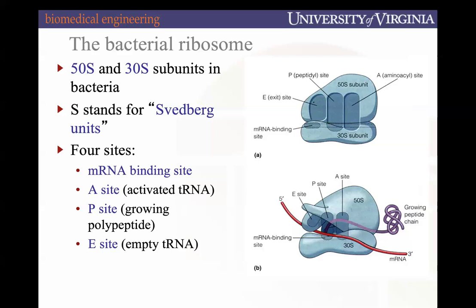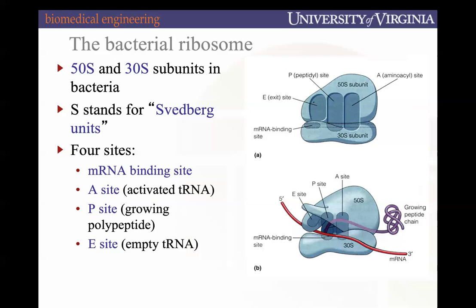The S stands for Svedberg units. That's the actual unit where they're determining how they precipitate out when you spin them all down. For eukaryotic, the large subunit is 60S and the small subunit is 40S. Together, it's 80S. So again, it's not clean molecular weight distinctions, but just the way in which they were defined historically. For each of our ribosomes, there are 4 key sites that I want you guys to take note of.